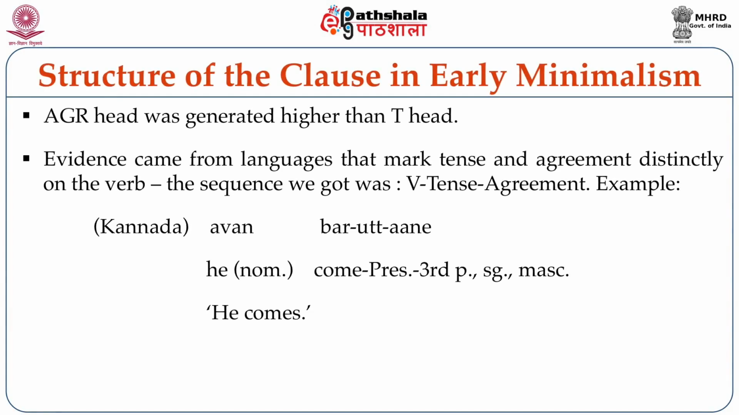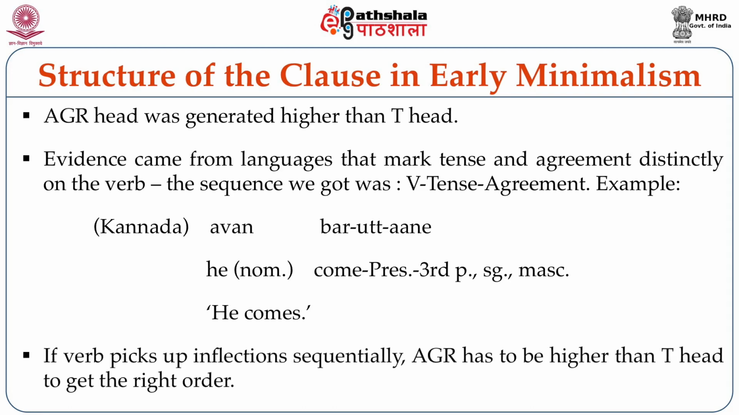Let us see an example from the Kannada language. The data is on your screen. Avan baruttanu. Pardon my pronunciation. He, come, present, third person, singular, masculine. In the verbal part, you can see that you have the verb, then the suffix for tense, and then the suffix for person, number, and gender agreement. So if a verb is going to pick up inflection sequentially, the AGR head has to be higher than the T head to get the correct order.